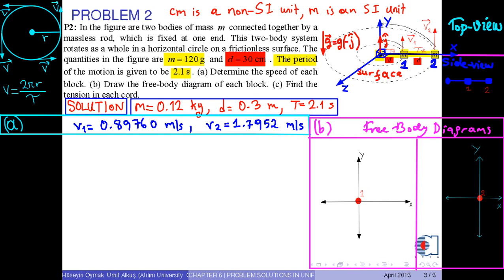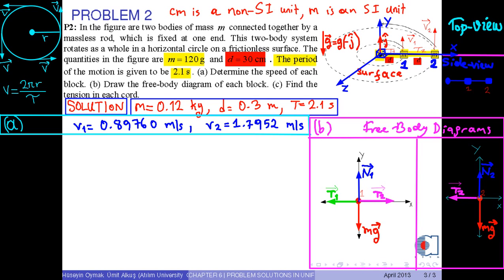Hence, the gravitational forces on the bodies are drawn like this with the magnitude of m times g. Furthermore, normal forces acting on each body due to the frictionless surface are easily drawn perpendicular to the surface. Finally, the tension forces acting on each body are drawn like this, so that for the related cord and the related body, the tension force vector has its tail on the body and its direction points along the cord.